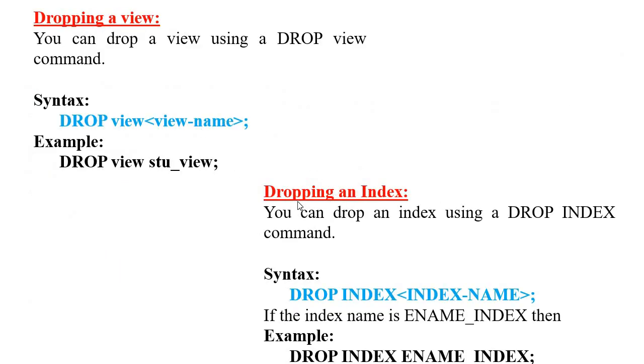So like a view, an index can also be dropped from the memory. The syntax is drop index index_name. For example, drop index ename_index. So when you give a command like this, the ename index will be removed from the memory.